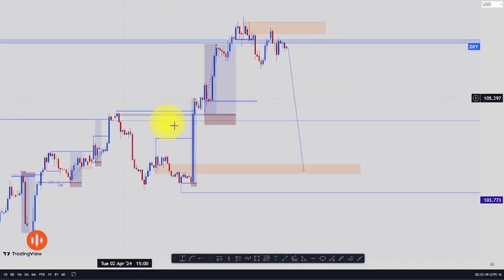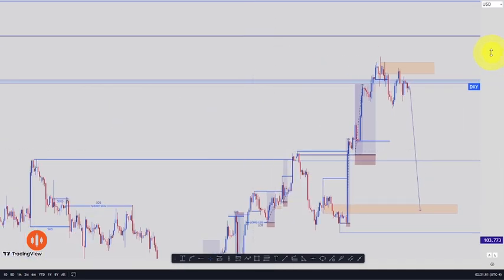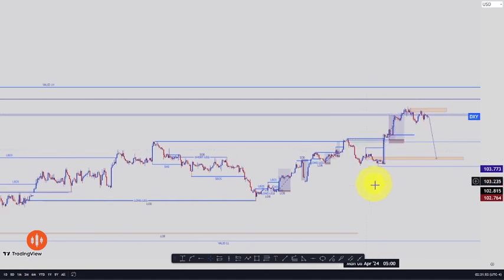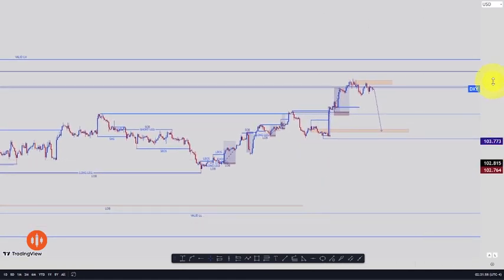So this is the overall outlook of DXY and it can give you the go ahead on pairs like AUD USD, GBP USD, USD JPY, EUR USD, and all other currencies that are paired with USD.